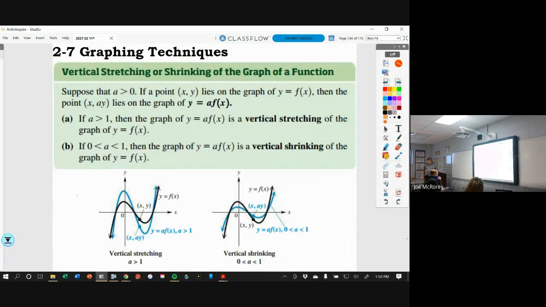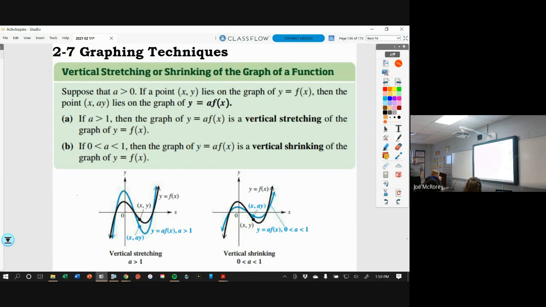So here's one slide that talks about what we just talked about. We're talking about a vertical change. A vertical change is going to affect the y value only. If a is greater than 1, it's a stretch. If a is between 0 and 1, it's a shrink. And here are a couple of graphs, one stretched and one shrunk or compressed, whichever word you want to use.